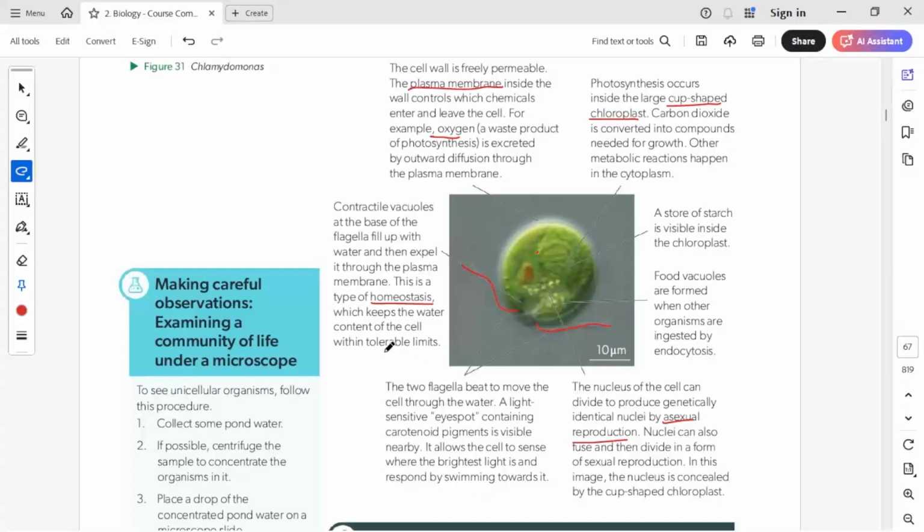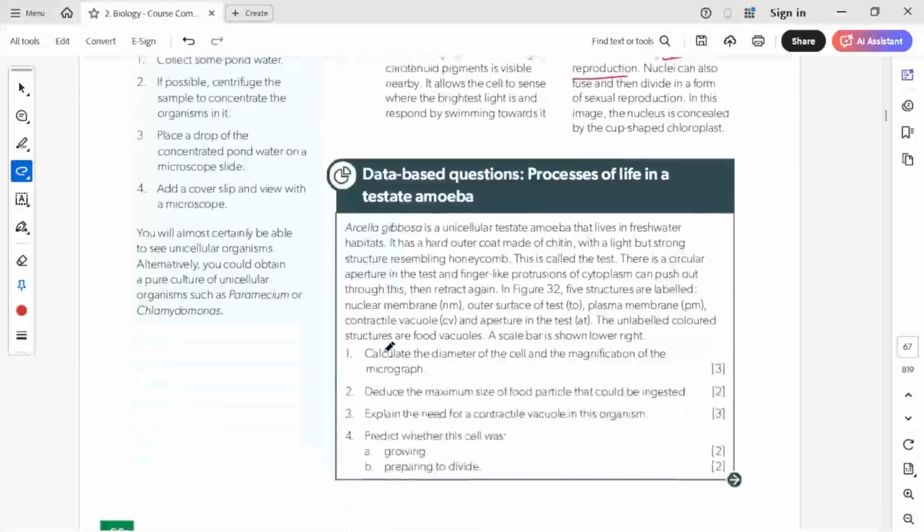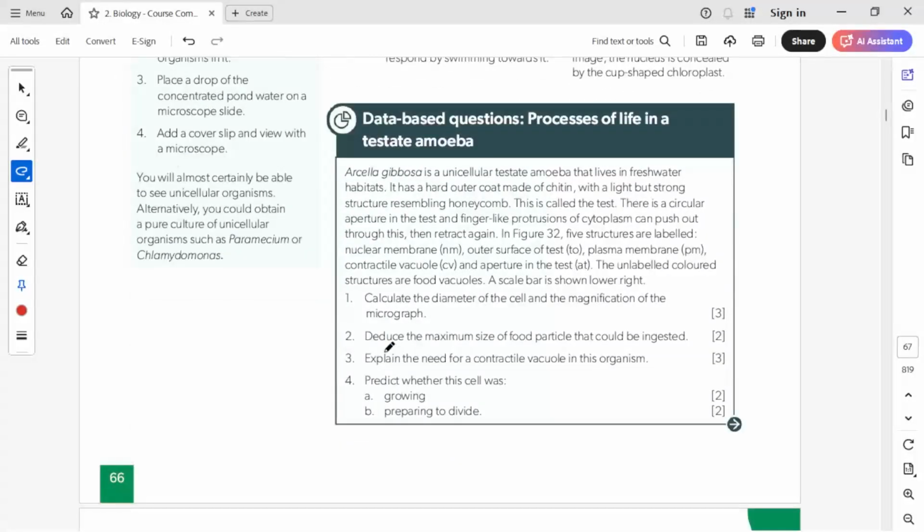Okay, so let's come forward. There's another DBQ here, and let's solve this DBQ as well. Arcella gibbosa is a unicellular amoeba that lives in freshwater habitats. It has a hard outer coat made up of chitin. It is a light but strong structure resembling a honeycomb. This is called a test.